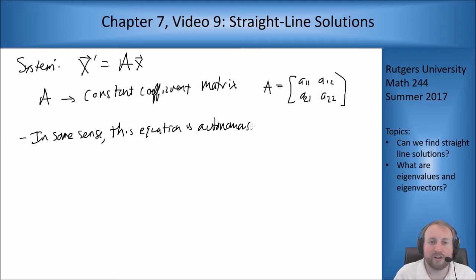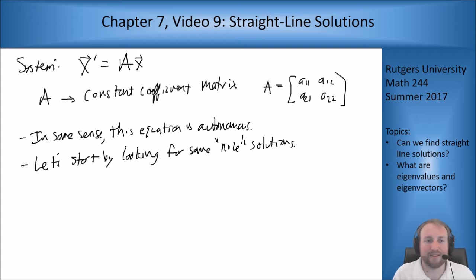So when solving autonomous equations, to get an idea for what would happen, we started by looking for nice solutions, namely constant ones, and then built things up from there. So let's start by looking for some nice solutions. Constant solutions are good, but in this case they're not great because it doesn't really tell us too much. What we can do is look for solutions that stay in a straight line. The only way they move is in a line through the origin.